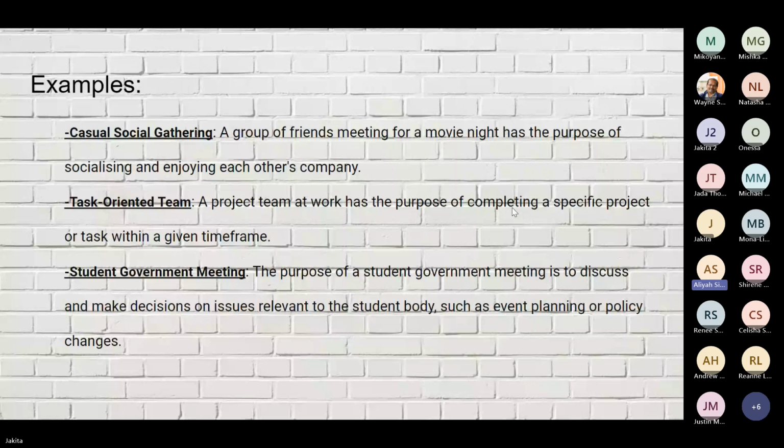Let's look in more detail at some of the examples. A casual social gathering could be a group of friends meeting for a movie night that has the purpose of socializing and enjoying each other's company. A task-oriented team can be a project team at work that has the purpose of completing a specific project or task within a given time frame. A student government meeting can have the purpose of discussing and making decisions on issues relevant to the student body, such as event planning or policy changes.